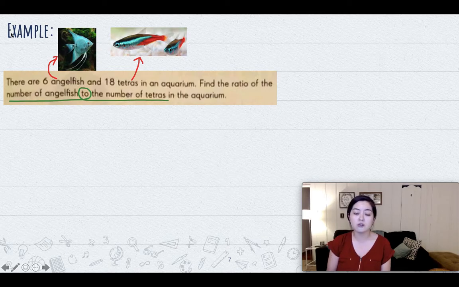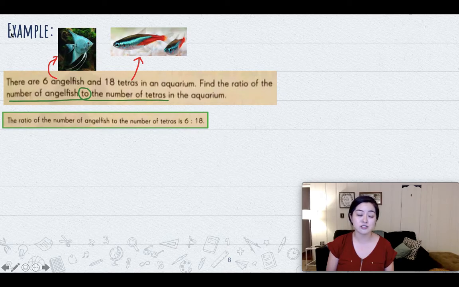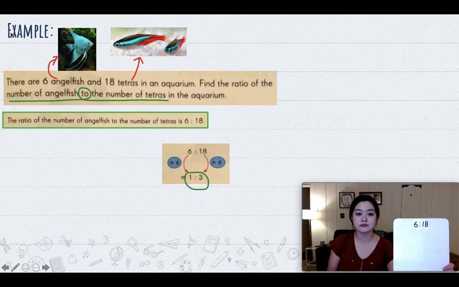All right, so you know that in a ratio, order matters. So if you look at the word "to" in the word problem, what comes before? What comes after? That's the order you're going to write. So you see that there are 6 angelfish to 18 tetras. So we wrote it as 6 to 18. But we're not done because you always want to put it in simplest form.